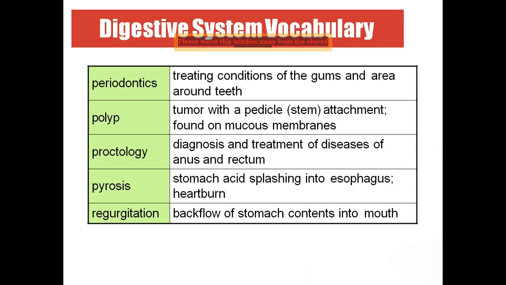Polyp. A polyp is a tumor, actually. A polyp is a small pedicle-like tumor which is found in the mucous membrane. In the entire digestive system, anywhere we can get a polyp. I'll show you in the picture what a polyp is. And with a polyp, bleeding is usually very common.